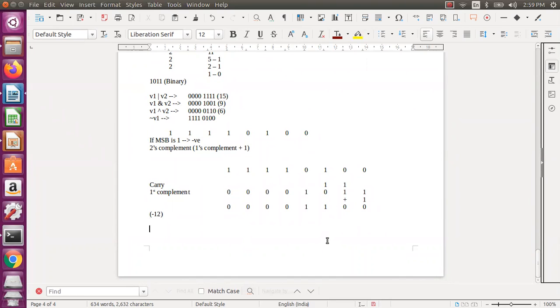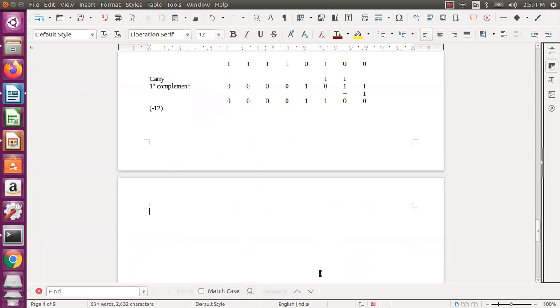Now let us check the left shift and right shift operators. Once you see the left shift and right shift, then we will see the program and execute it. Okay, so now let us check left shift and right shift. I take v1 as 10, which is nothing but, I am writing only 4 bits, like 1010. Okay, so this is 10.